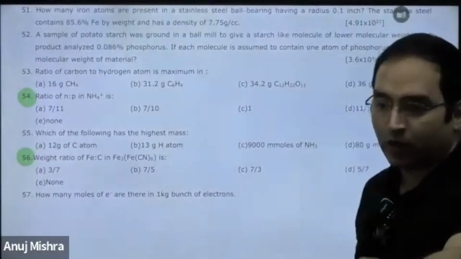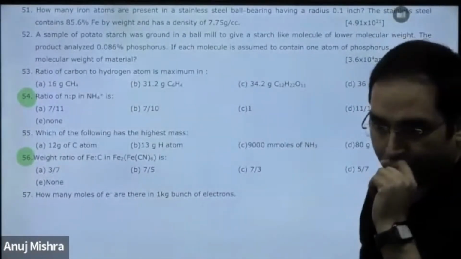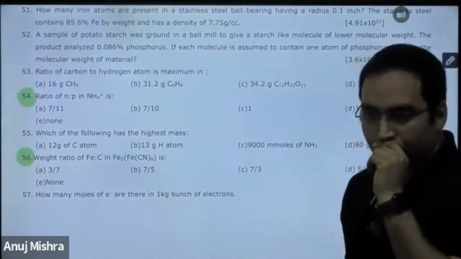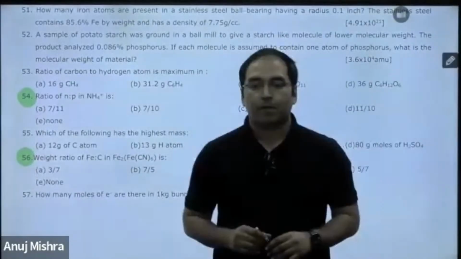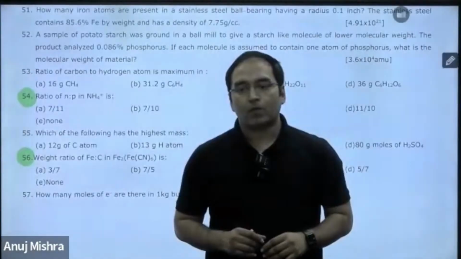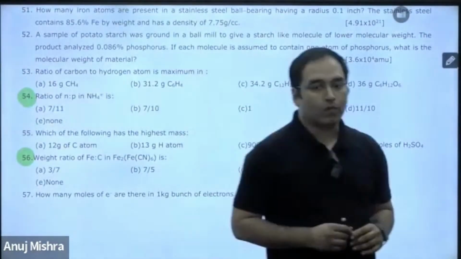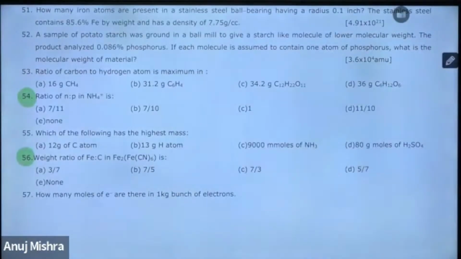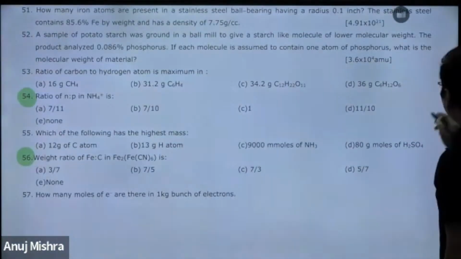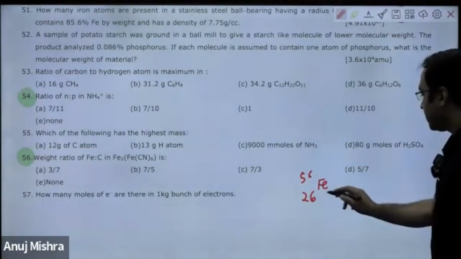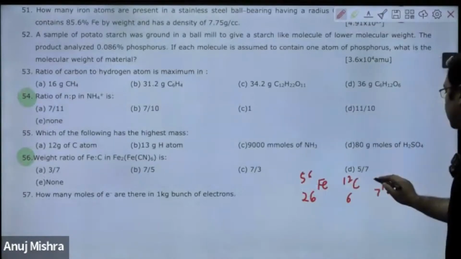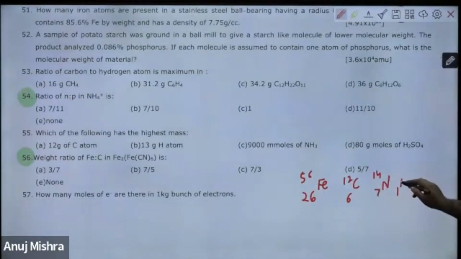Can you show me STP? वो 2 पेज वाला प्रिंट आउट है कोई उसका? एक नहीं. 26 Fe56, 6 C12, 7 N14, 1 H1. Anything else?